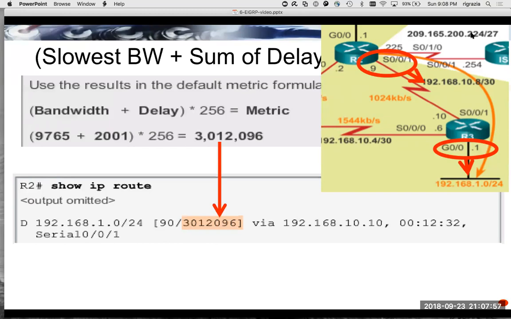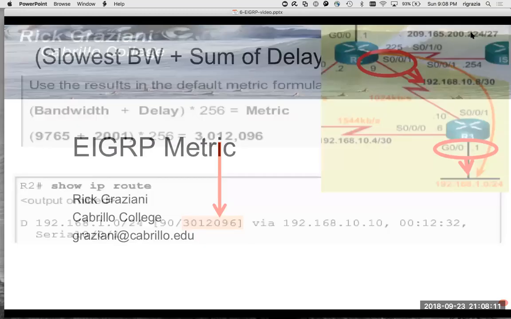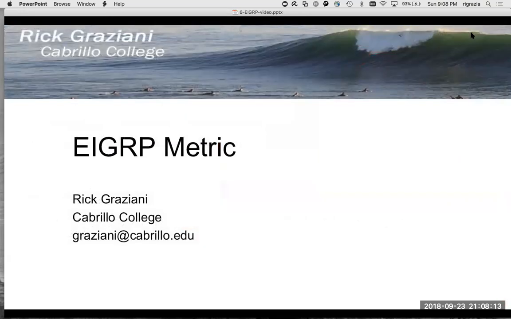Not that you need to have that memorized, but it's the slowest bandwidth, sum of the delay, and that's the little bit of magic. It's really not magic, it's just a calculation, how they come up with this value. I hope that demystified the EIGRP metric for you a little bit.